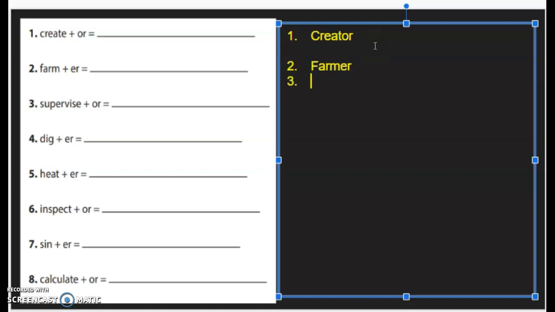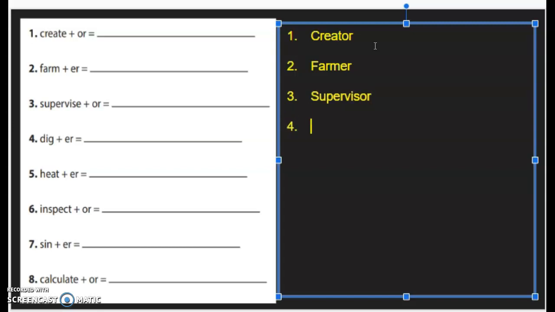All right, our next one, we have farm plus ER. So farm would become farmer, one who farms. All right, number 3, supervise plus OR. I'm not going to make that same mistake I did on number 1. I'm not going to keep that E in there. I don't like having to delete and erase. I'm going to go supervis and then add the OR. One who supervises.